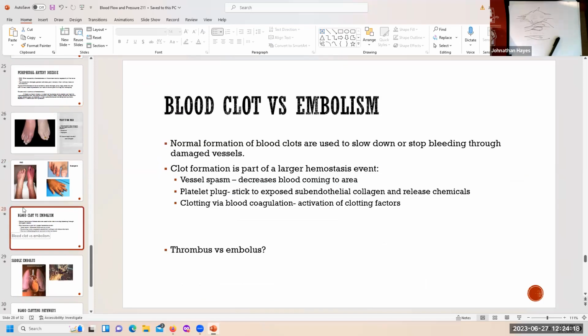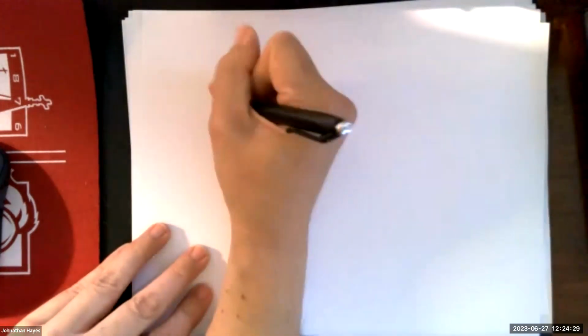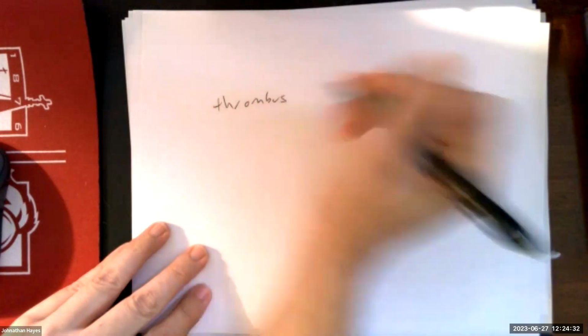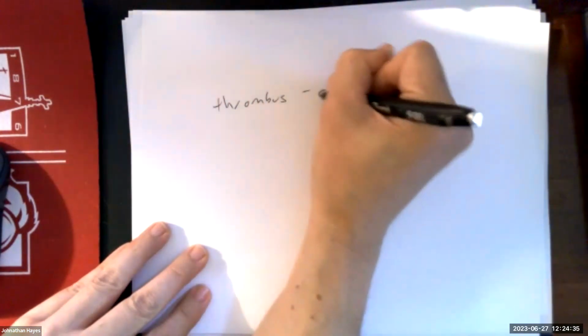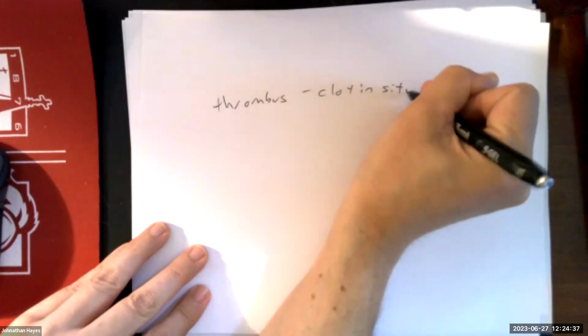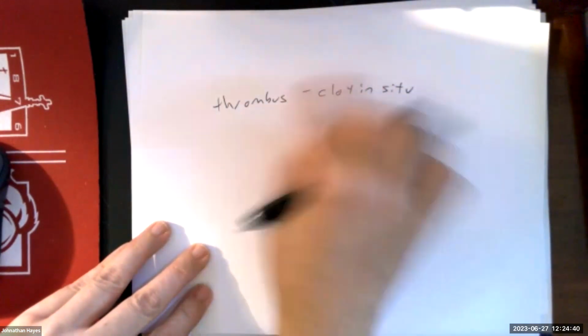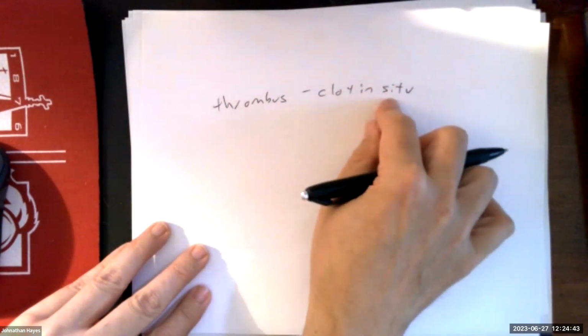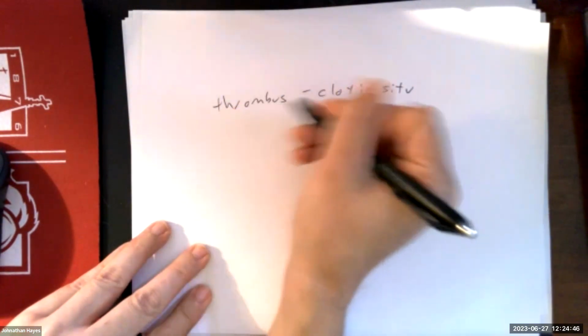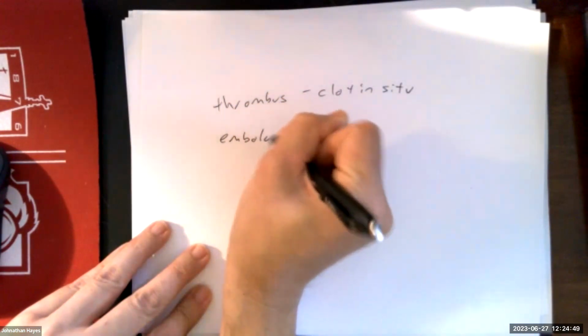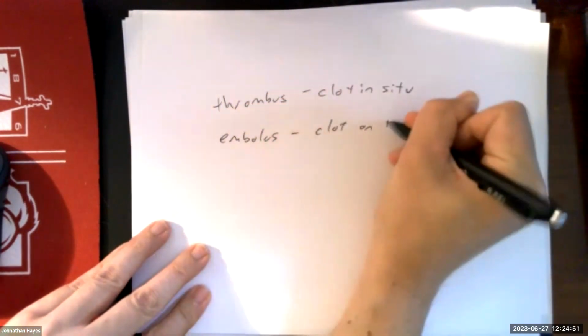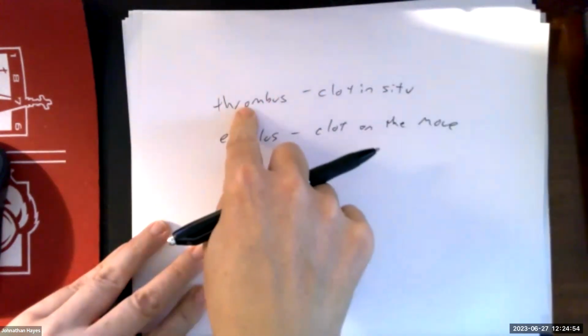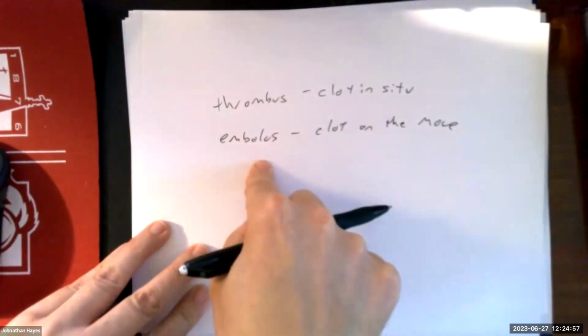And then the last thing that it talks about in this chapter is blood clots versus an embolism, just terminology to be familiar with. Thrombus is just the general word that we use for a clot, and it usually means clot in situ. It means it's situated in one place. When that clot breaks loose, if it does, then you can get something called an embolus, and that's a clot on the move. So the thrombus isn't a big deal unless it becomes an embolus usually.